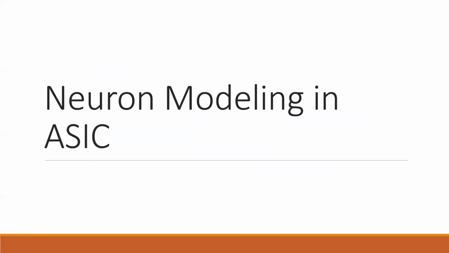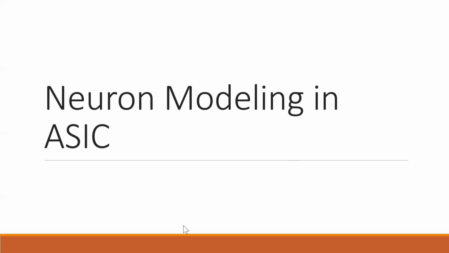Next I'm going to talk about neuron modeling in application-specific integrated circuits. So this is a step up in terms of difficulty. We first started with the FPGAs, which are simple, and then we moved on to FPAAs, which were slightly more complicated in terms of implementation. And now we talk about neuron modeling in ASIC circuits, which is going to be significantly more difficult.